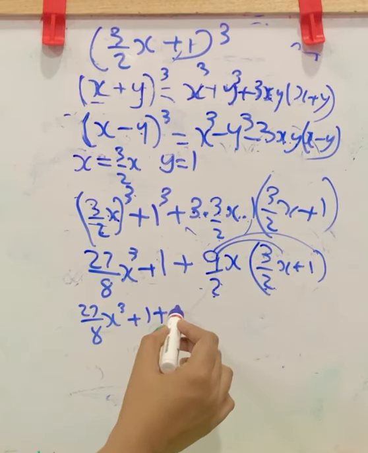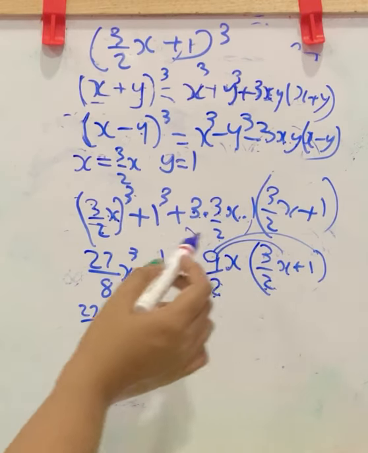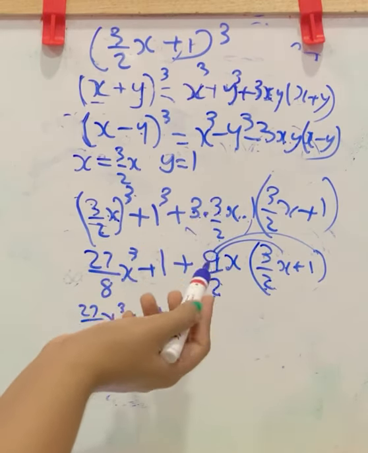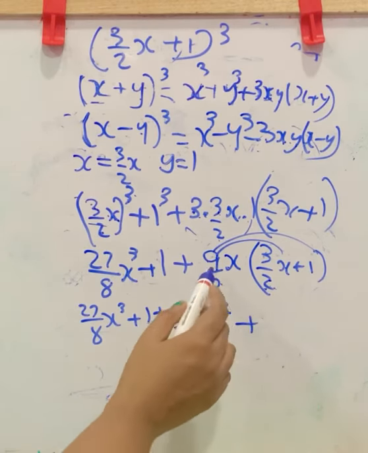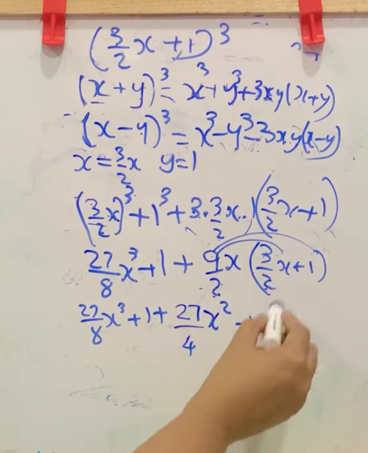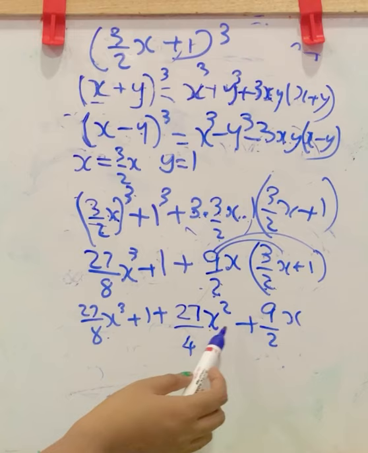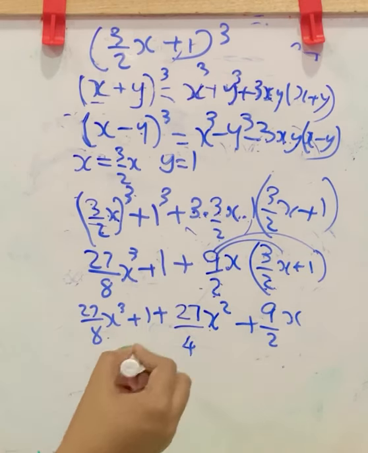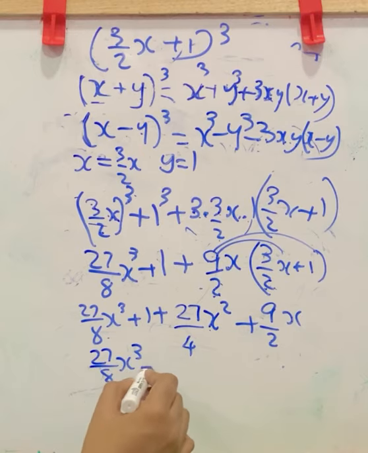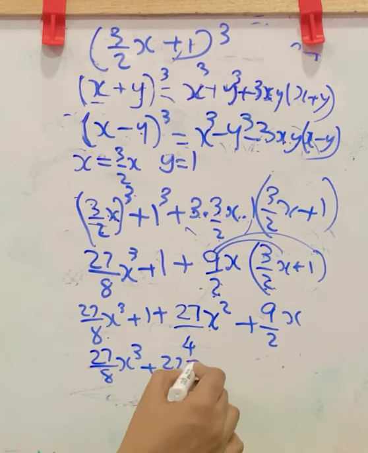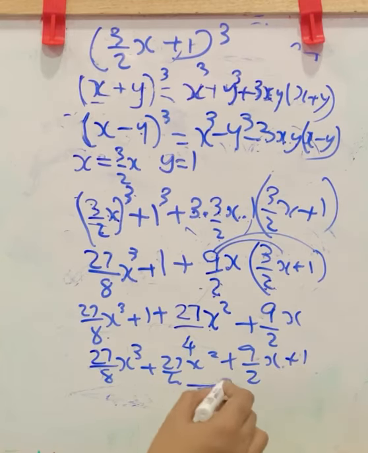Here 9 3s are 27, 2 2s are 4 by 4. X into x, x raised to 1 into x raised to 1 is x raised to 1 plus 1, that is x square. Now plus is here 9 by 2x into 1, that is 9 by 2x. Here x cube term, x square term, x term and a constant. You can rearrange it in the decreasing order of powers. X cube plus 27 by 4 x square plus 9 by 2x plus 1. This is the final answer.